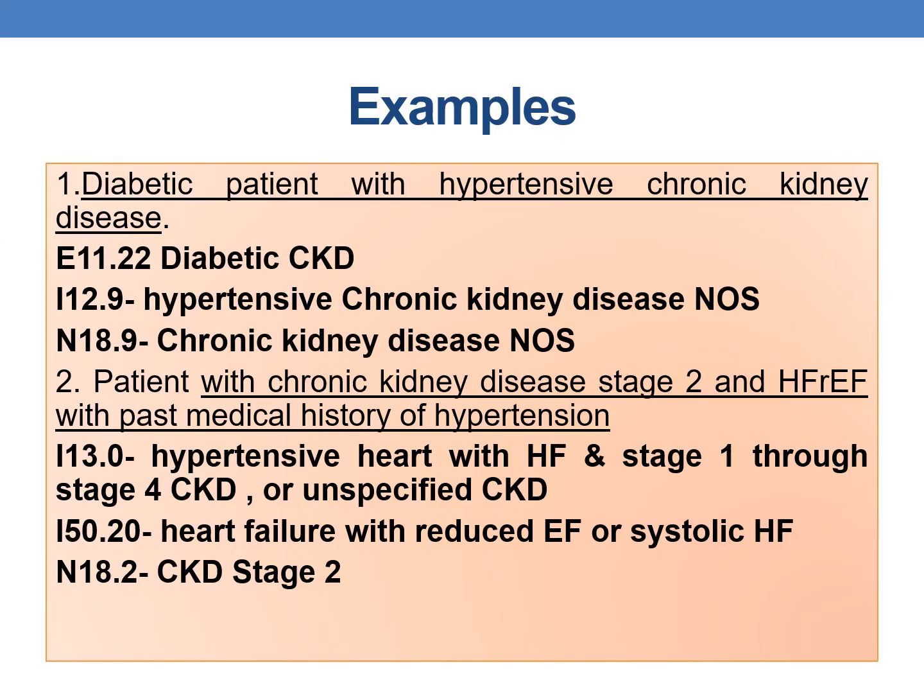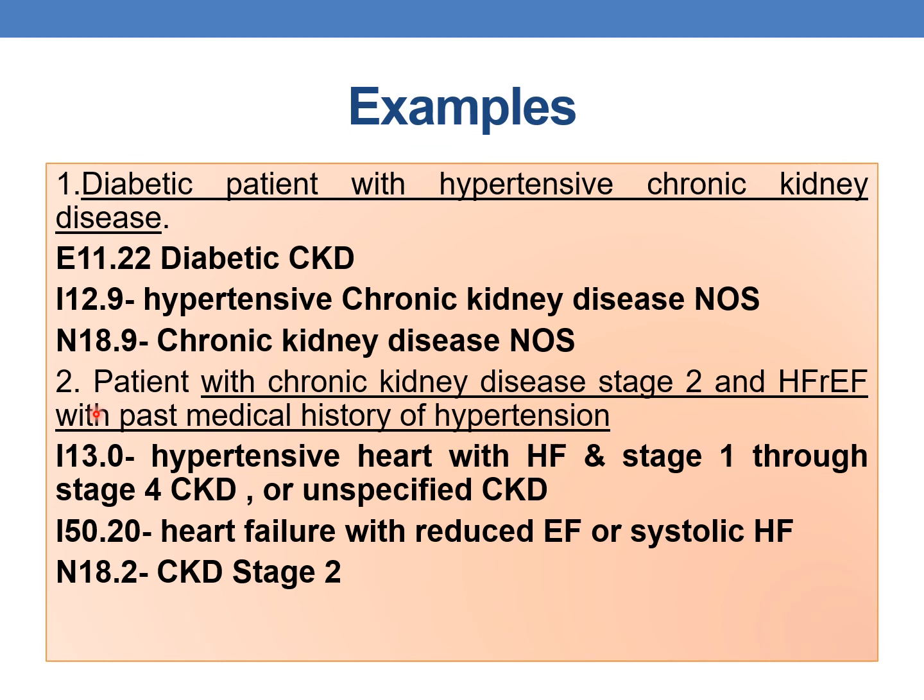Now let us discuss some examples. Diabetic patient with hypertensive chronic kidney disease. The codes are E11.22. Because the type of diabetes is not mentioned, you have to consider type 2, E11.22, diabetic CKD, plus I12.9, hypertensive chronic kidney disease, NOS. Followed by, here the physician has just mentioned chronic kidney disease. He did not mention the stage. Hence, unspecified stage, N18.9, chronic kidney disease, NOS.